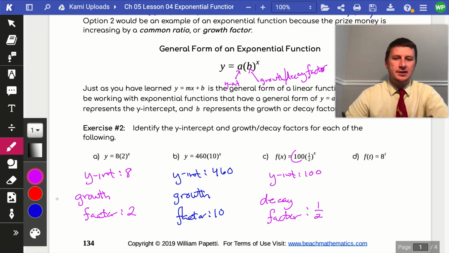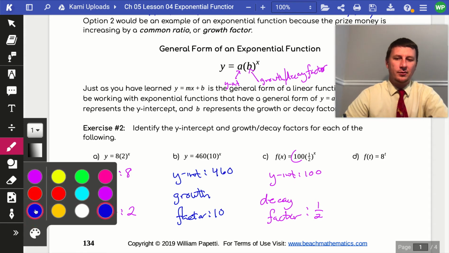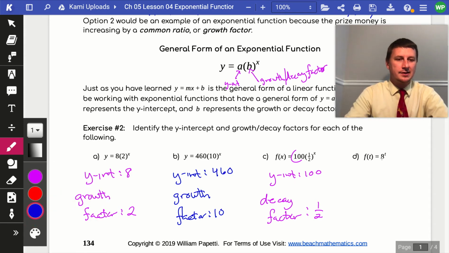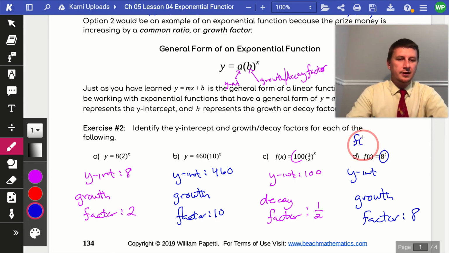And now this part D is tricky because it's not exactly in the form of y equals a times b to the x, but we definitely have a b to the x. So we definitely know that we're growing. We have a growth factor of 8. But what is our y-intercept? We look at the coefficient for the y-intercept, but we don't see a coefficient. So this actually can be rewritten as f of t is equal to 1 times 8 to the t.